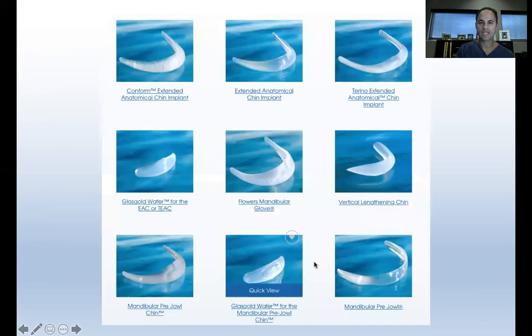There are various types of chin implants that we can select. And as you can see here, a common silicone implant can be shaped in various sizes. The most common implant that I use is an extended anatomical chin implant. I also use the Medpor pre-gel chin implant, as well as the Medpor pre-gel mandibular implant. But there are vertical lengthening implants and also conforming implants, which allow for more accommodation of irregularities in the mandible. I'll show you some of these examples.